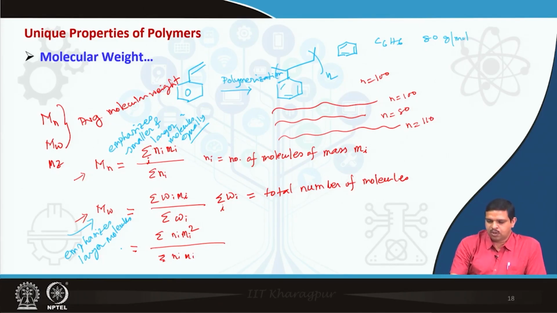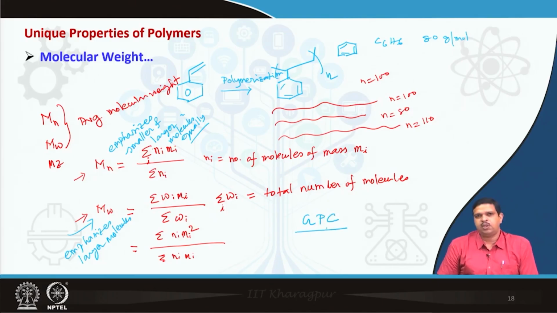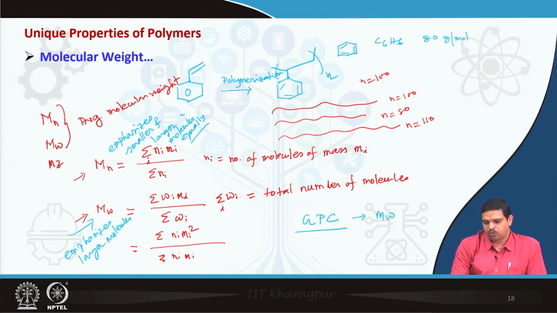And we also use routinely proton NMR, which actually gives you Mn, that is the number average molecular weight. And there are other techniques we use, okay, these are the routinely used, and out of these, NMR is mostly used to understand the Mw and Mn.